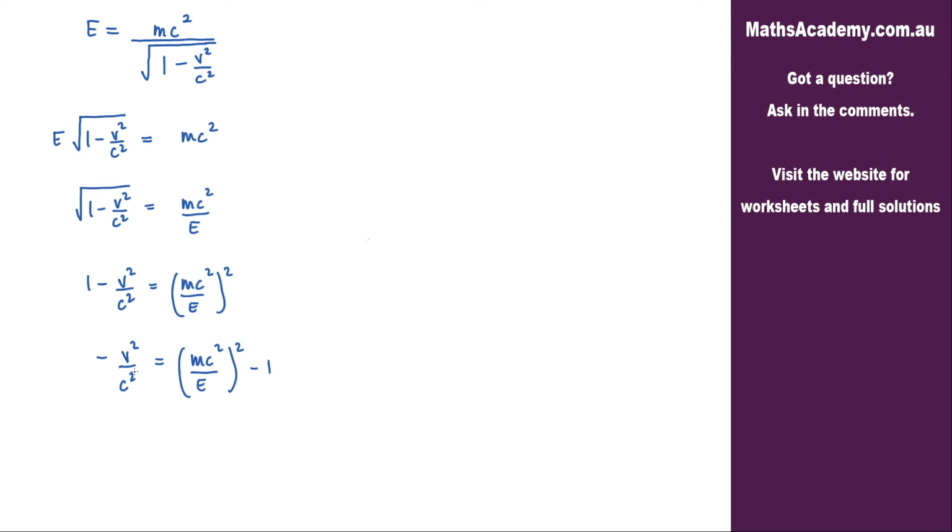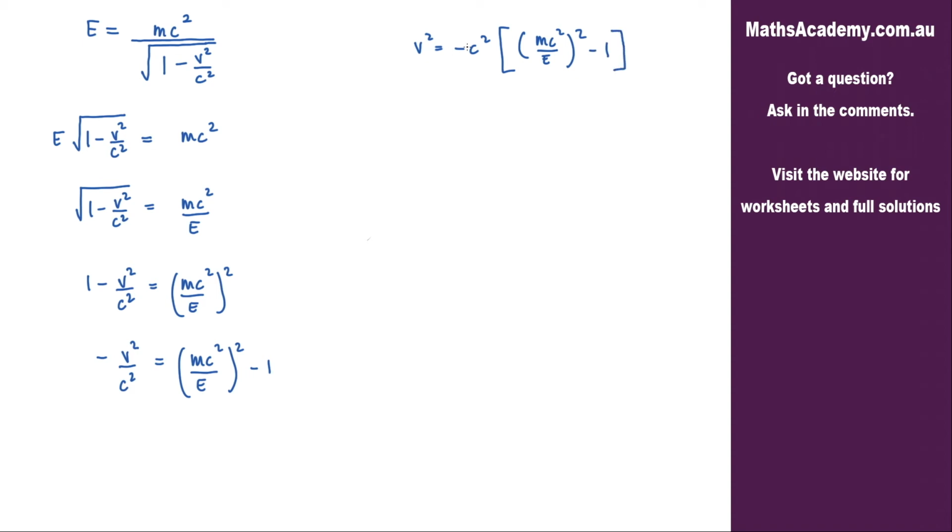I want to eliminate this c squared here, so I can multiply both sides by c squared, but I might as well deal with this negative as well. So multiply both sides by negative c squared. So I'd get v squared is equal to negative c squared. And then in the brackets, we've got all of this. So we've got mc squared over e, which is all squared, minus the 1.